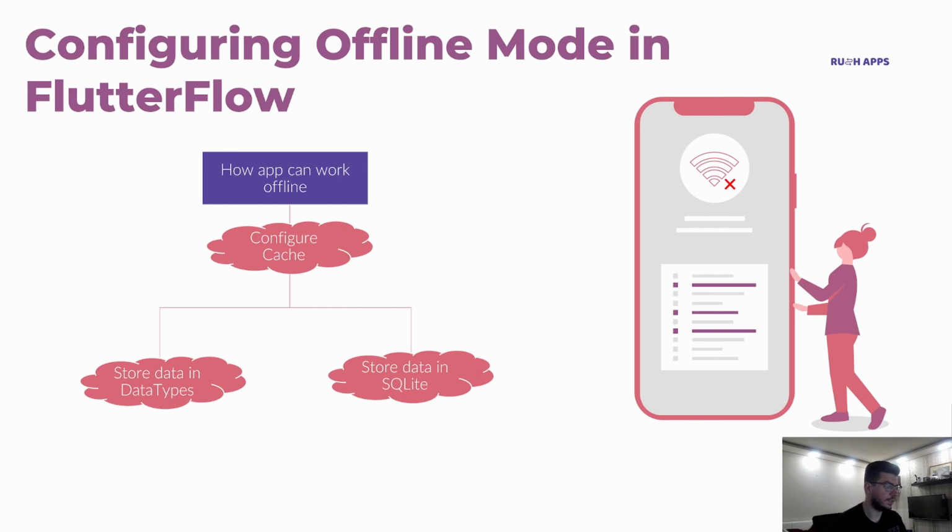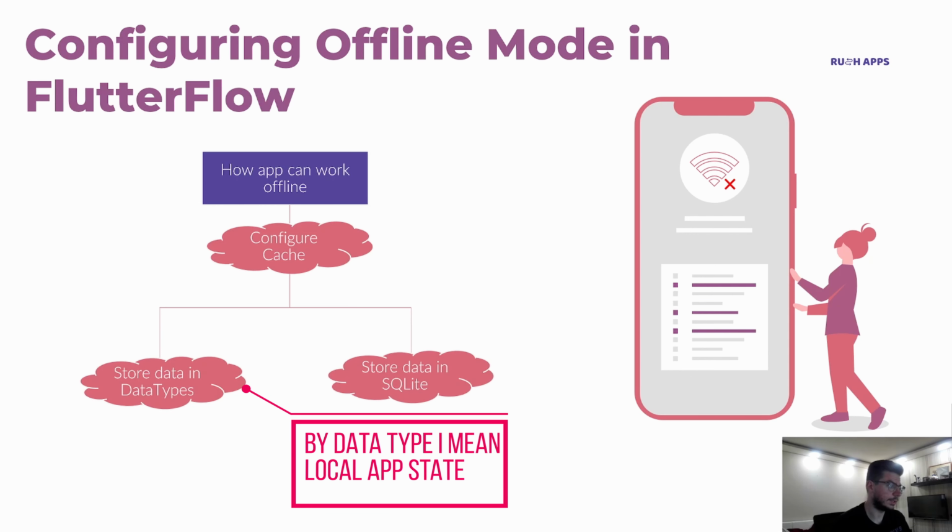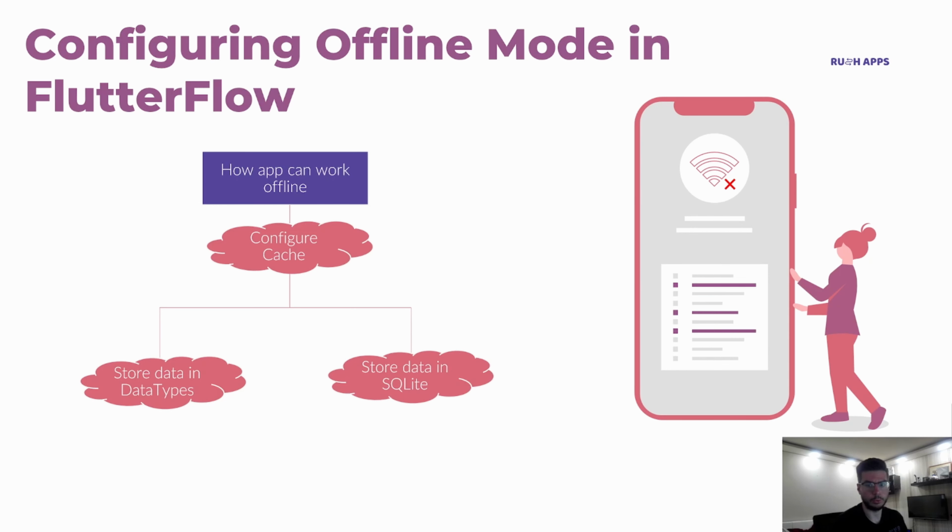Let's start with a little bit of theory. Currently in FlutterFlow, you have two options to make your apps work offline. Those are storing data in data types and storing data in SQLite. And you can pull data out of cache if you have configured it before, and it is actually highly recommended to configure cache even in those applications that do not rely solely on online and on the speed of the network in the area of the user.